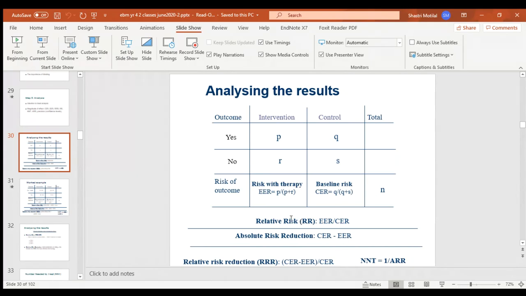And the other measure that we calculate or work out is this thing called the relative risk reduction. The relative risk reduction is the difference over the control event rate.